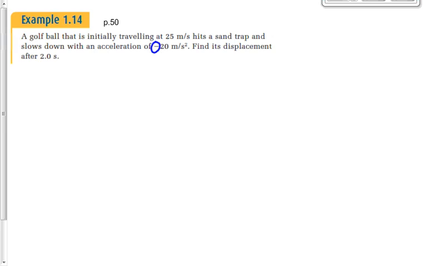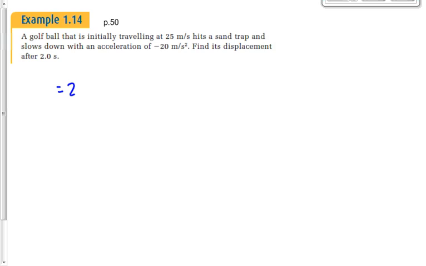In the end, a deceleration of 20 meters per second squared is the same as an acceleration in the opposite direction. If I decelerate to the right, that's the same thing as accelerating to the left. Either one of those gives you a negative acceleration. It's a group B problem. Let's write down some givens here now.